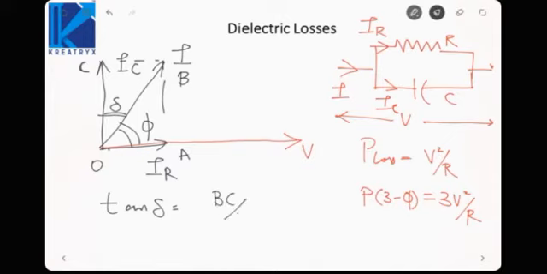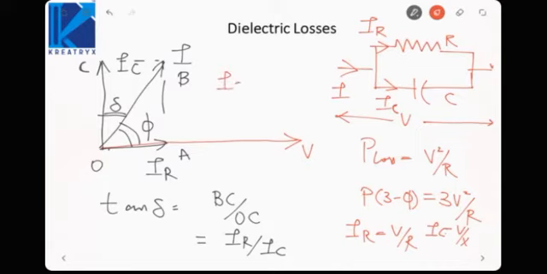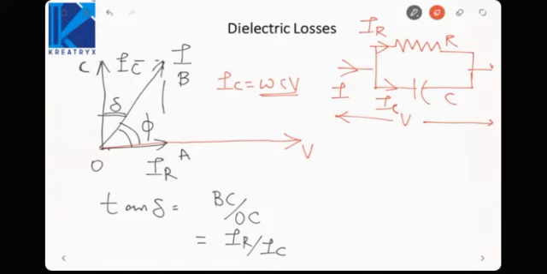Now if you see the triangle OCB, in OCB, tan delta will be BC by OC. BC is actually IR, OC is IC. Now IR will be given by simply V by R, whereas IC will be V by XC, or we can say IC will be equal to omega CV, because XC will be 1 by omega C. So IR by IC will be V by R, divided by V into omega C. So it will be 1 by omega RC.